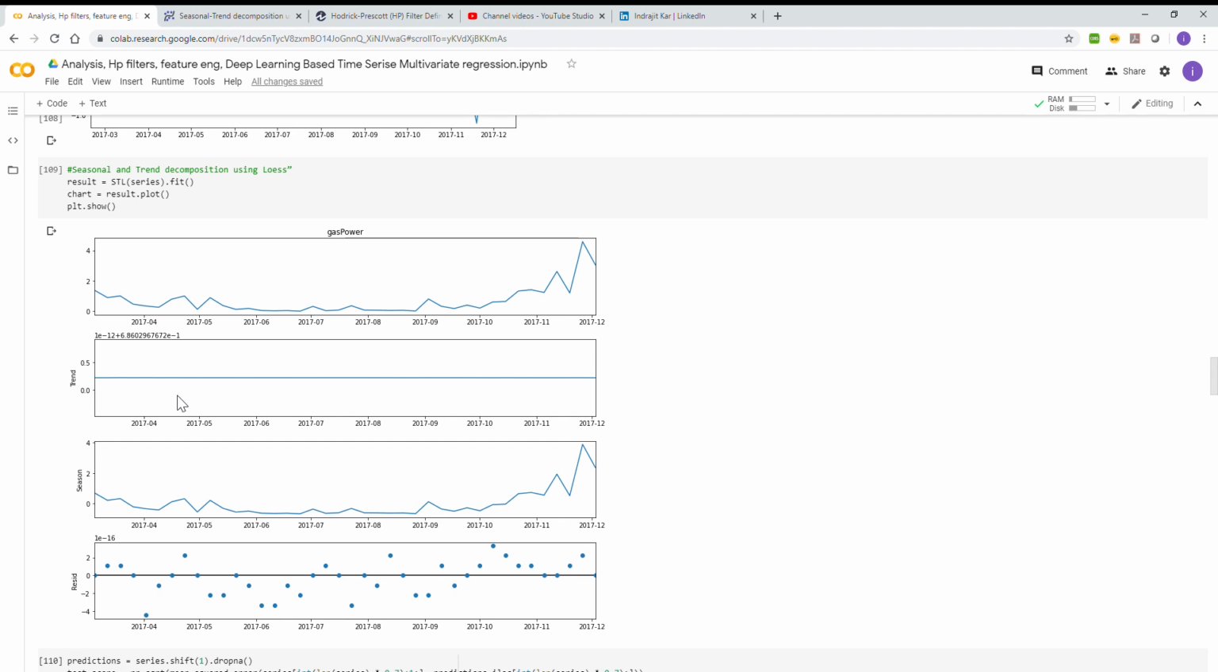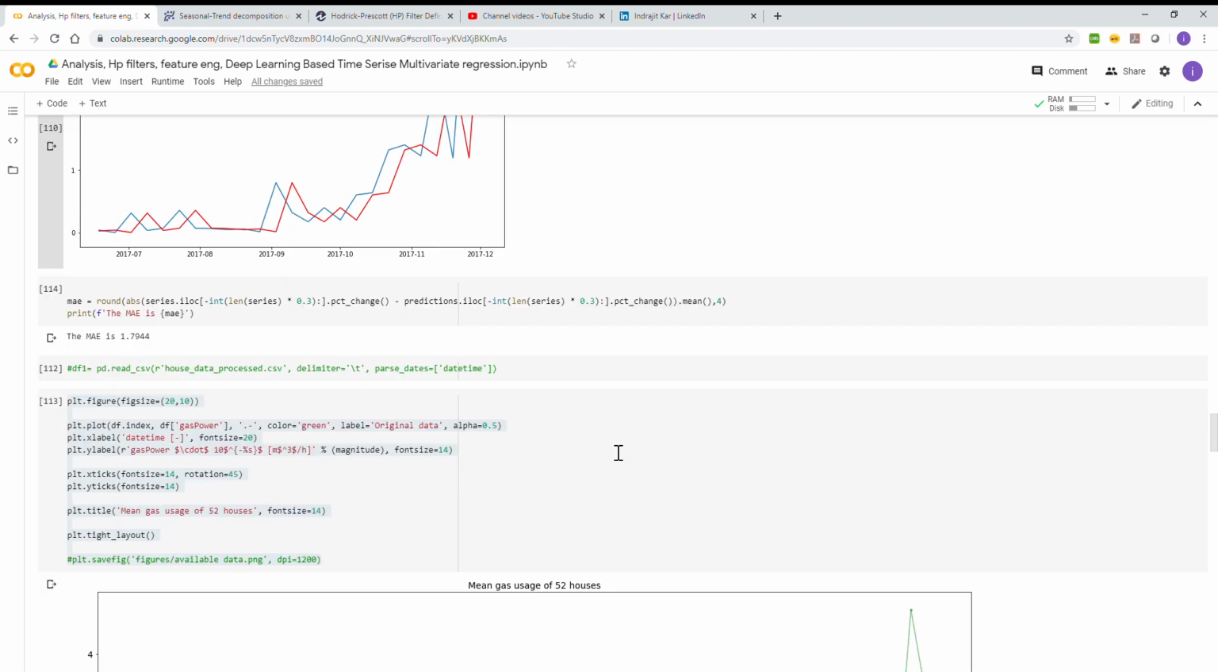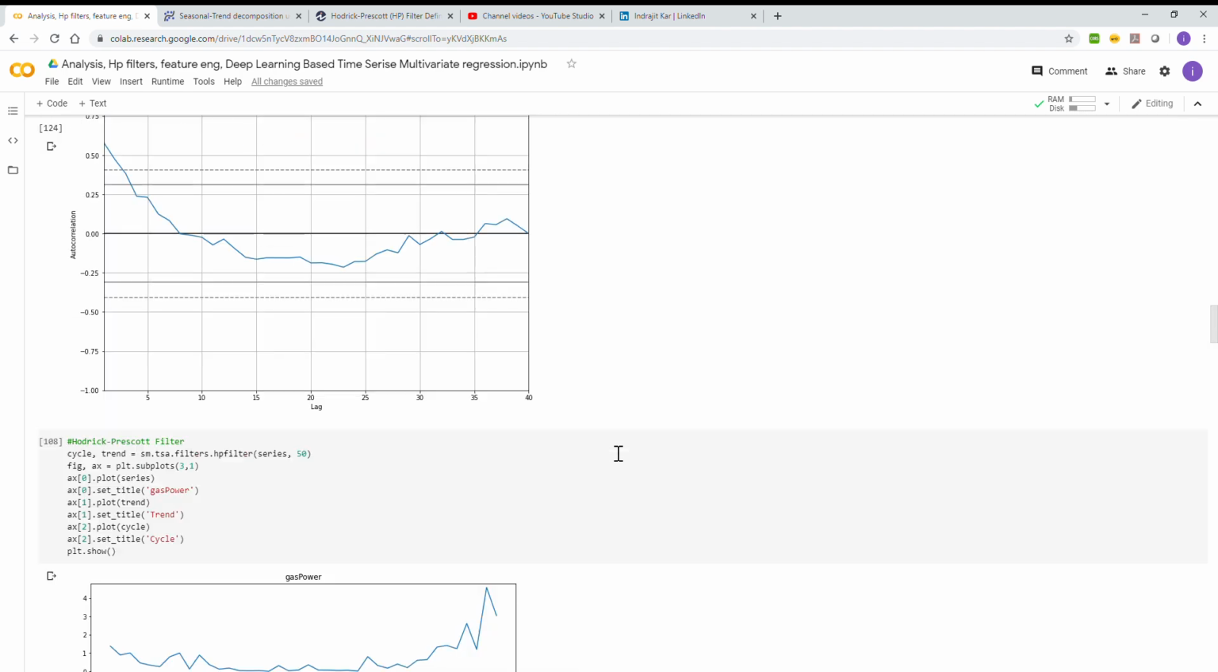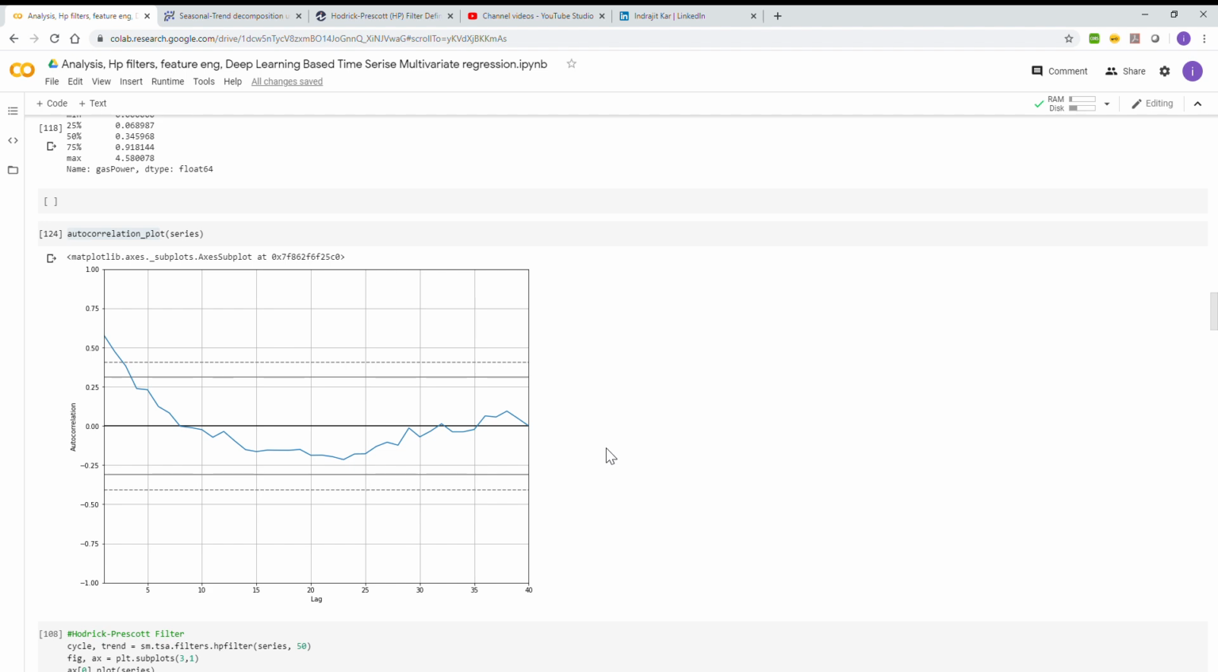How to plot them? What kind of plots are used? So let's go ahead and see. I'll show you prediction later. Let me go ahead and see. Yeah, so here is autocorrelation. Now, what is this autocorrelation?